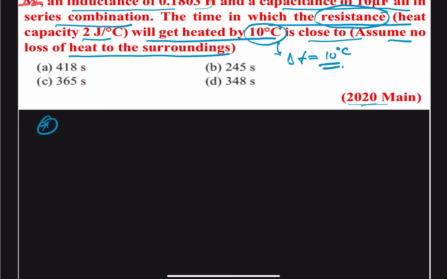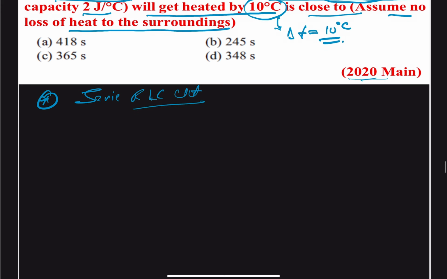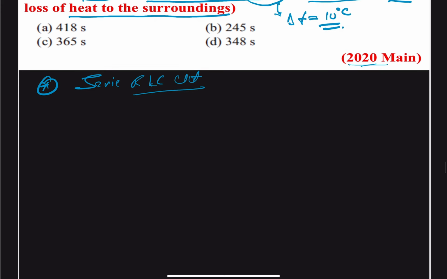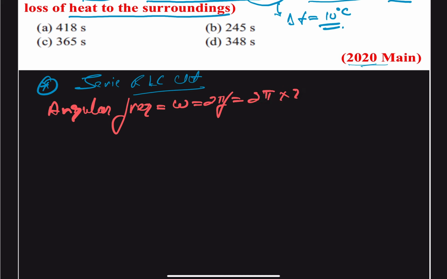So we have a series RLC circuit. First of all, let us find out the angular frequency, which is omega, and that will be equal to 2 pi f. f is given to us as 750. So this is 2 pi multiplied by 750, and this comes close to 4712 radian per second.